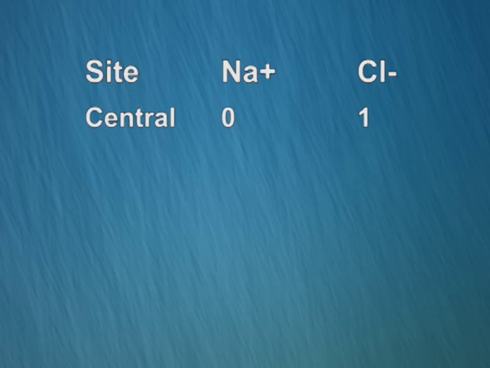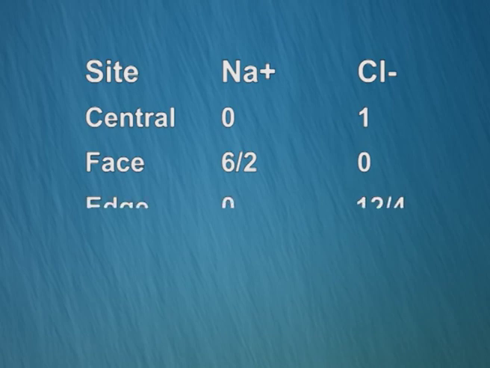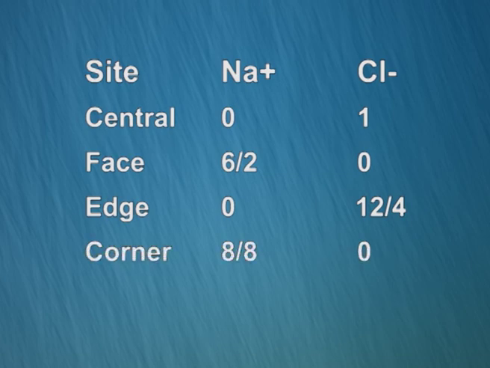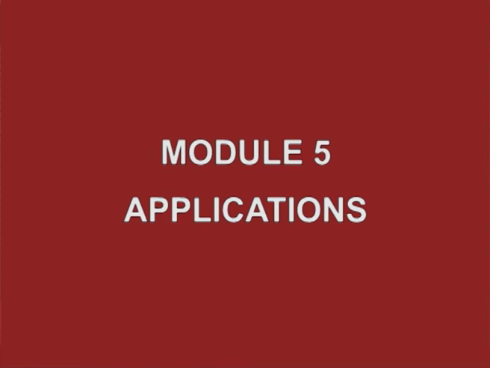In the case of the center, sodium ion will be 0, chloride 1. Faces: 6 by 2 for sodium ion, and for chloride 0. Edges: 0 in the case of sodium, and in the case of chloride ion 12 by 4. Corner: in the case of sodium ion 8 by 8, and in the case of chloride ion 0. Total in the case of sodium ion will be 4, and in the case of chloride ion will also be 4. That is why this table shows the X-ray 2 theta pattern of sodium chloride from the unit cells. Now coming to module 5, applications.